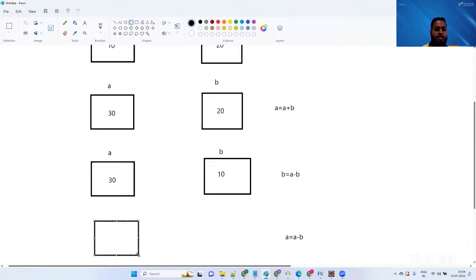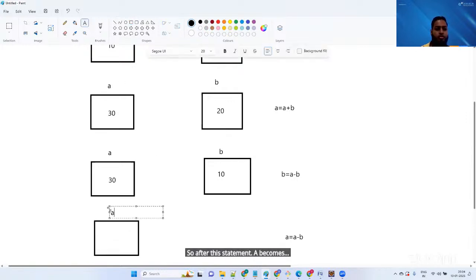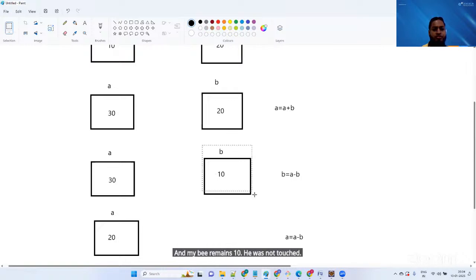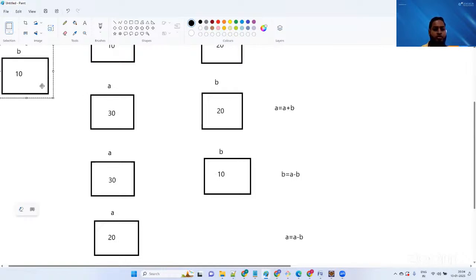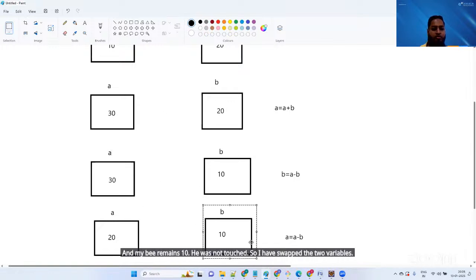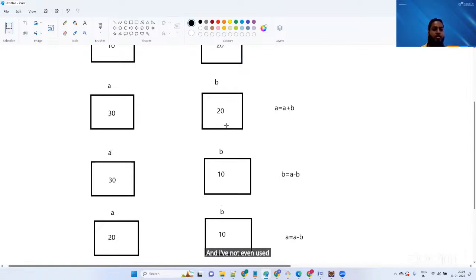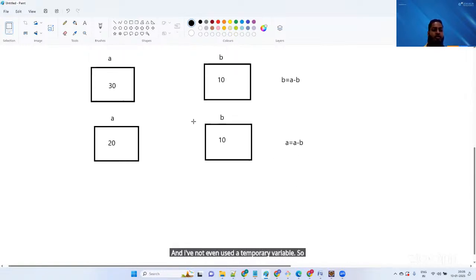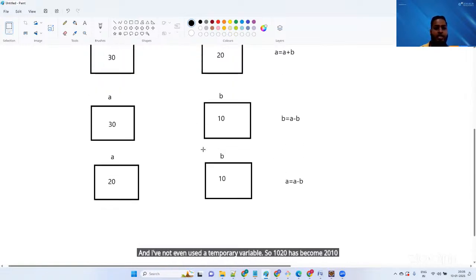So after this statement, A becomes 20 and my B remains 10. B was not touched. So I have swapped the two variables and I have not even used a temporary variable. So 10, 20 has become 20, 10. So just write these 3 lines of code.